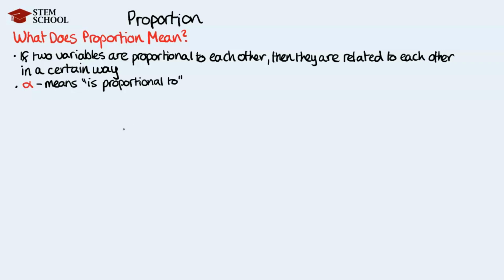So we'll start off with, what does proportion mean? If two variables are proportional to each other, then they are related to each other in a certain way. So if one variable changes, the other variable will change in a certain way. We normally write the proportion with a symbol like this, which you'll read as "is proportional to", so we say y is proportional to x.